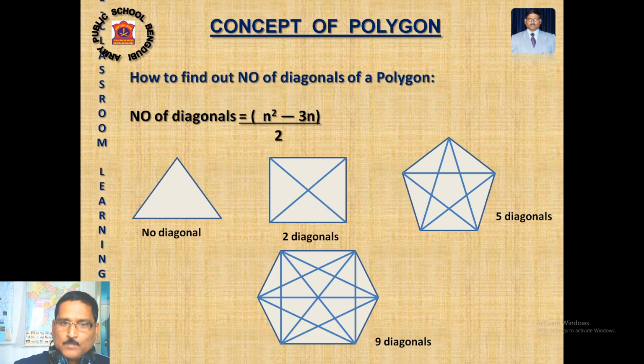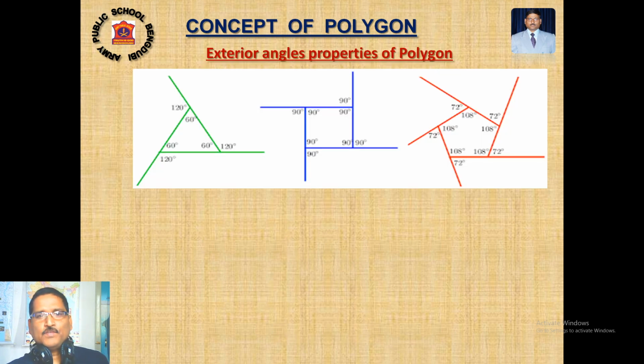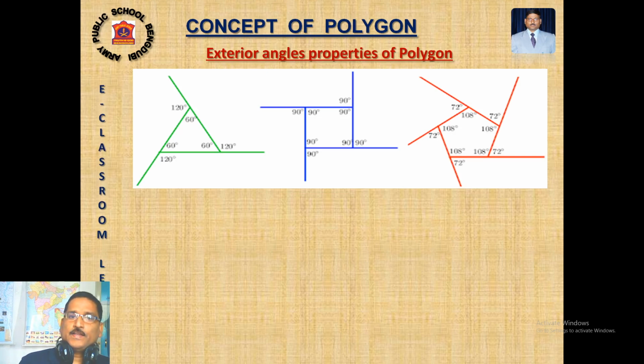diagonals of a polygon. Now I am coming to one of the properties that I like to prove, and also I like to have an activity also. Earlier I had an activity on the Pythagoras theorem. This will be the activity on the exterior angle property.